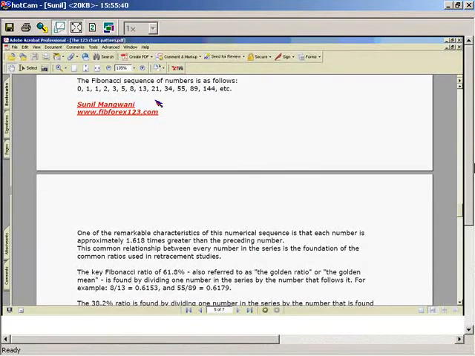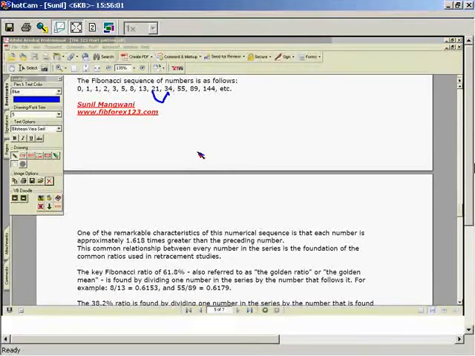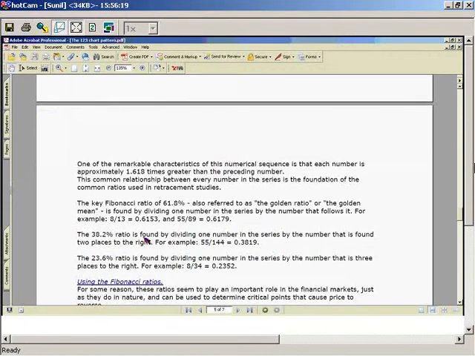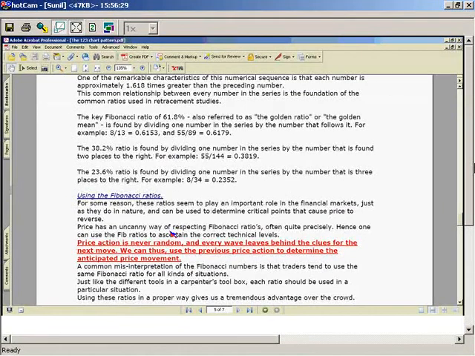144 by 89 is 1.618. 13 by 8, 1.618. The other way around, if you divide 21 by 34, you get 0.618. 2 divided by 3 will give you 0.618. 89 divided by 144 will give you 0.618. Right, now this is the key to the Fibonacci ratios. So 61.8 is the golden ratio. Similarly, your 38 ratio is found by dividing one number by another number 2 places to the right. Similarly, 23. So you have a lot of numbers based on this series.